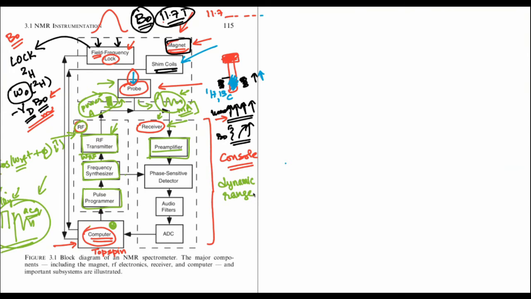Let's quickly talk about what dynamic range is. Let's say you have a signal. Remember, you're going to have a sample that has a lot of water. You're talking about 110 molar of H plus ions that are going to be present. Let's say the protein that you're talking about is present at 1 millimolar. So the huge difference between the signal from water and the protein is going to be like 10 power 5 orders of magnitude different.